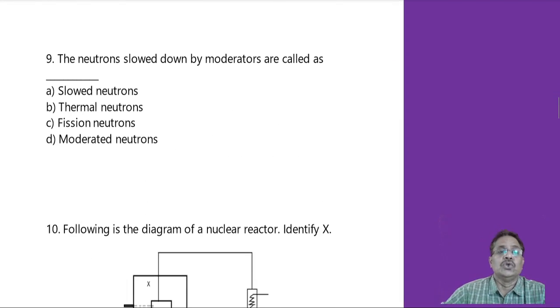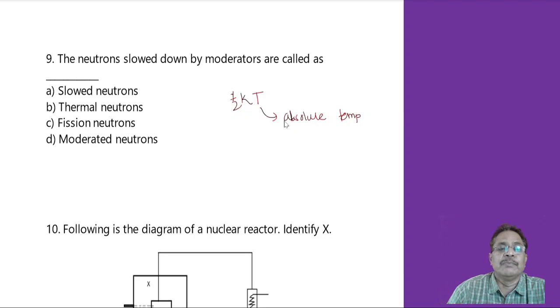Now number 9: the neutrons slowed down by the moderators are called as. There are 4 options given: slowed neutrons, thermal neutrons, fission neutrons, and moderator neutrons. In general, in nuclear reactors, moderators are used to reduce the speed of fast moving neutrons so that their energy equals that given by this equation, 1/2 kT, where k is the Boltzmann constant and T is the absolute temperature, that is, room temperature. These types of neutrons are called thermal neutrons.